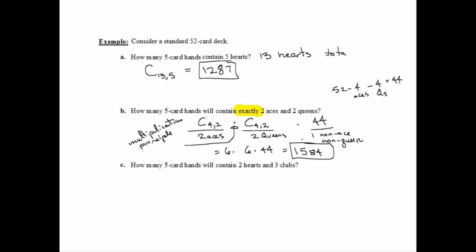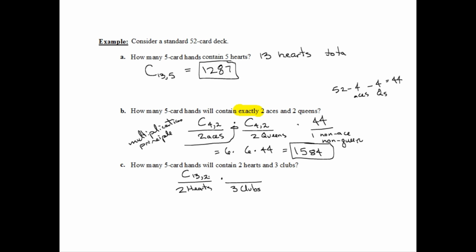How many 5-card hands will contain 2 hearts and 3 clubs? So we're going to have 2 hearts. We're going to have 3 clubs. And we're going to multiply them together because of the multiplication principle. Okay, how many ways are there to get 2 hearts? Well, how many hearts are there to choose from? 13. So 13, we're going to choose 2 to be in our hand.